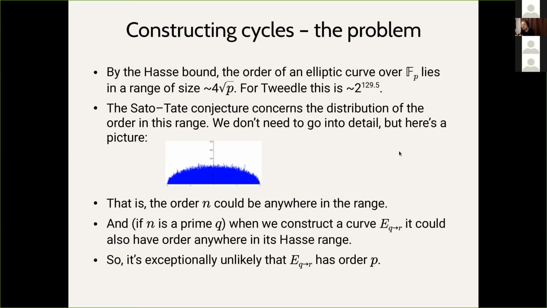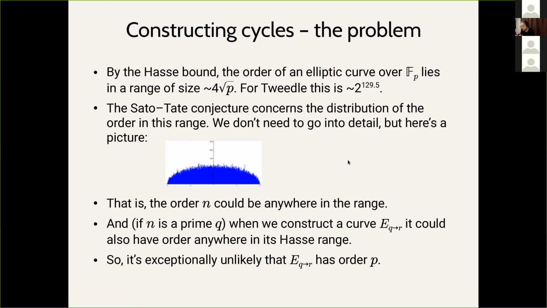And there's a conjecture called the Sato-Tate conjecture about how that distribution varies. It's not uniform. It takes this shape here, but we don't need to go into detail about that.